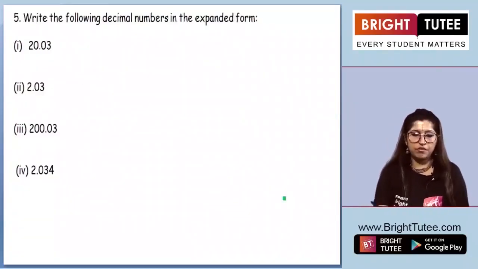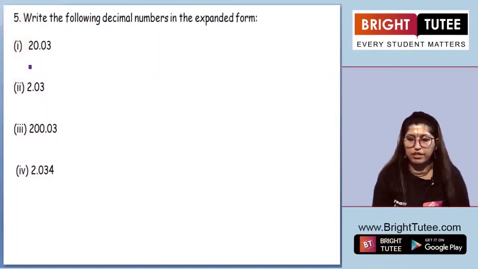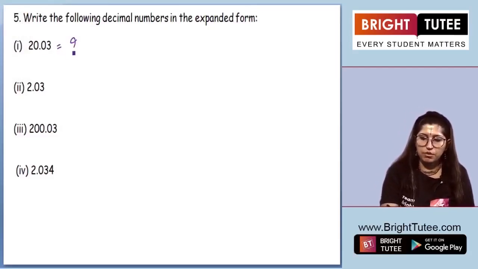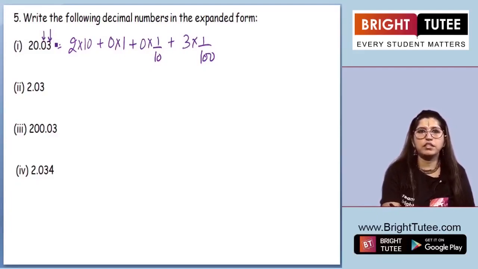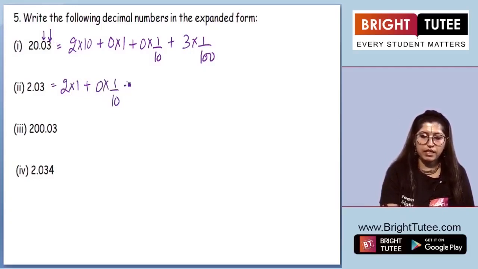Now moving on to question 5. Write the following decimal numbers in expanded form. Since we discussed it in the earlier videos, we're starting with 2 times 10 plus 0 times 1 plus 0 times 1 by 10 plus 3 times 1 by 100. We discussed that this is tens, this is hundreds, this is thousands and so on. So here, 2 times 1 plus 0 times 1 by 10 plus 3 times 1 by 100.